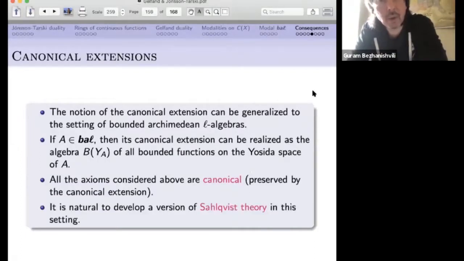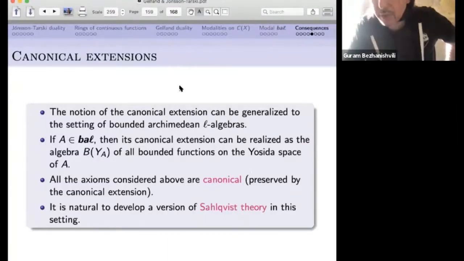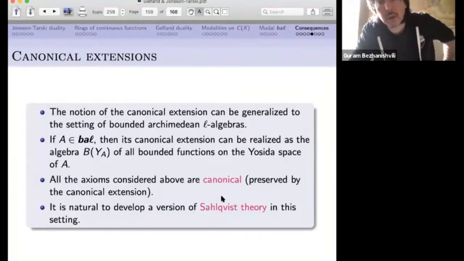And there's this famous Sahlqvist theory in modal logic, and my sense is that that can be developed also in this more general setting. And this is something that is not done yet.